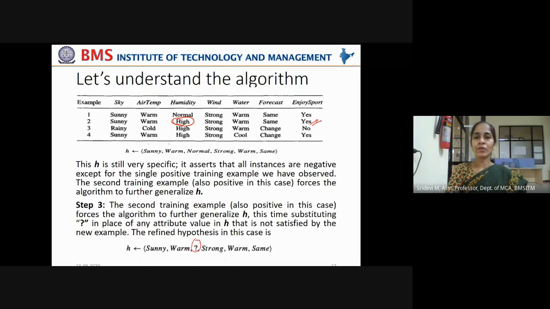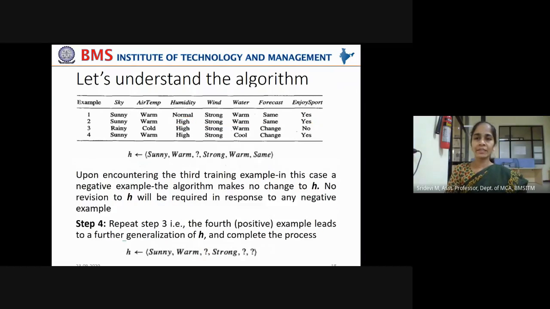So sunny, warm are the same for these two days. Strong, warm, and same are also the same for these two days. But only the humidity value is changing. So you have to generalize your hypothesis by putting a question mark, meaning any value is allowed for the humidity attribute. Okay. Now go to the next step again.